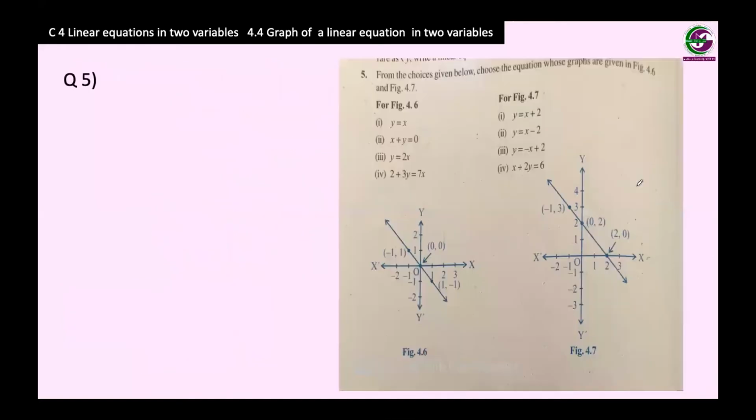Let's move on to question 5. Here you are given 2 graphs, and we have to find out which equation is representing each of these graphs. So let's follow the general form: y is equal to mx plus c. C is the y-intercept, where it touches the y-axis. And m is the slope, which means rise over run. Rise represents how many steps you have to go up or down. And run means how many steps you have to go forward.